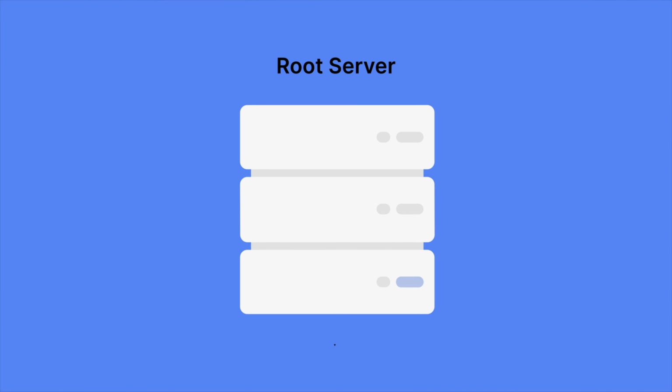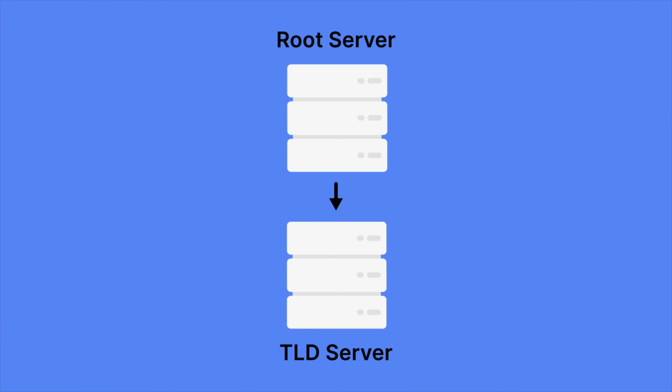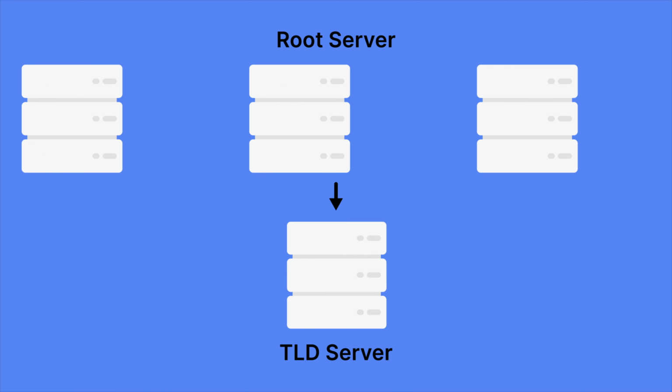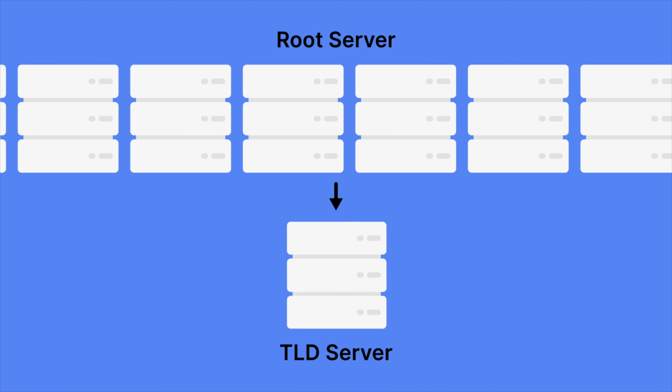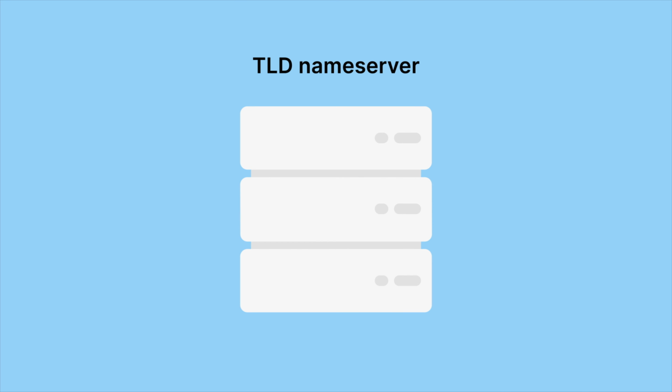Another type is root servers. They direct requests to the appropriate TLD server. There are 13 types of root servers, which allow fast and reliable responses. The third DNS server type is TLD name servers. They host and maintain information for all the domain names such as .com or .net.